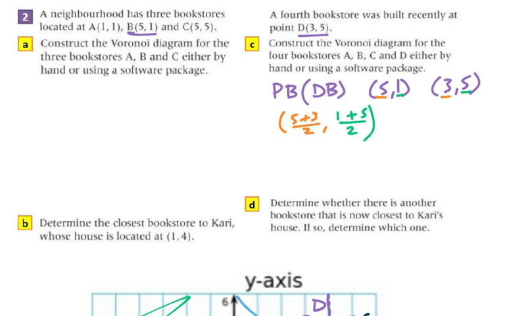So if I do that, 5 plus 3 divided by 2 is 4. And 1 plus 5 divided by 2 is 3. So the midpoint is 4, 3.